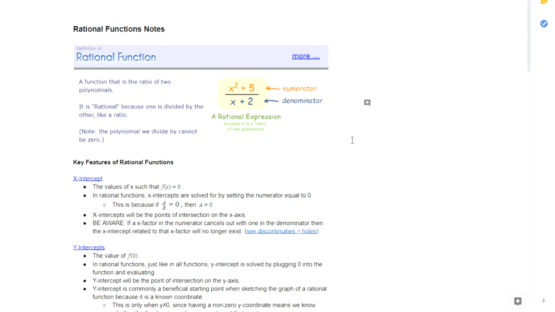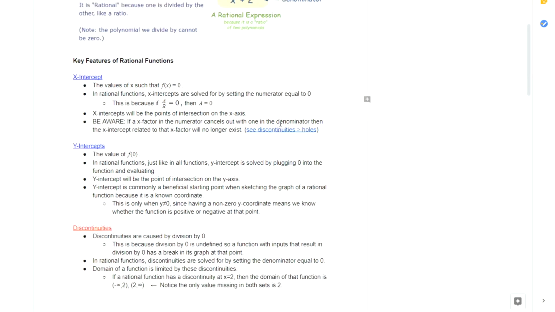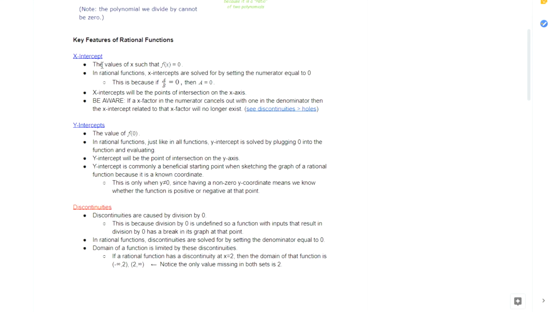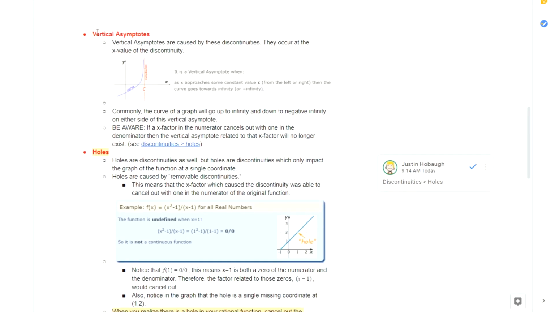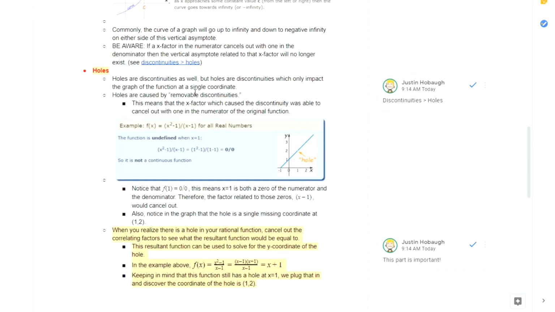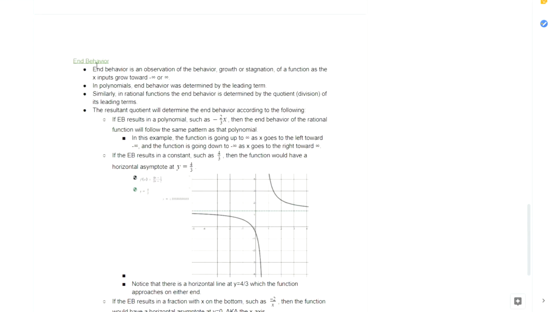So to start things off, I wanted to show y'all these notes I've put together. I put together these notes about rational functions. I'm hoping that you guys can really utilize these notes to help you remember different things such as solving for X-intercepts, Y-intercepts, discontinuities, how to identify differences between vertical asymptotes and holes, as well as how end behavior works.